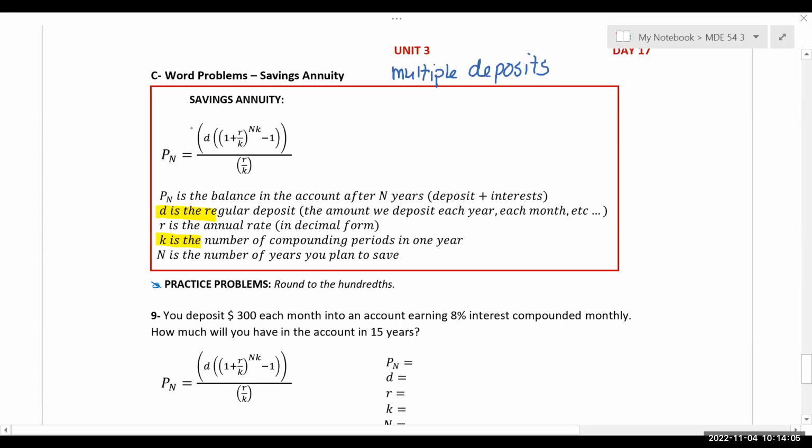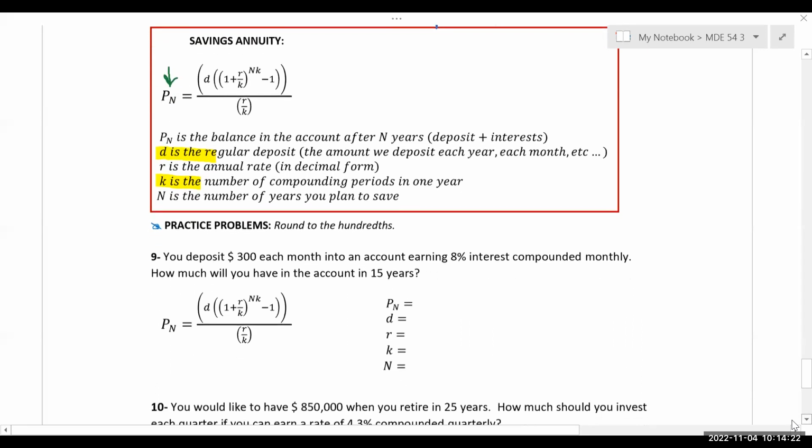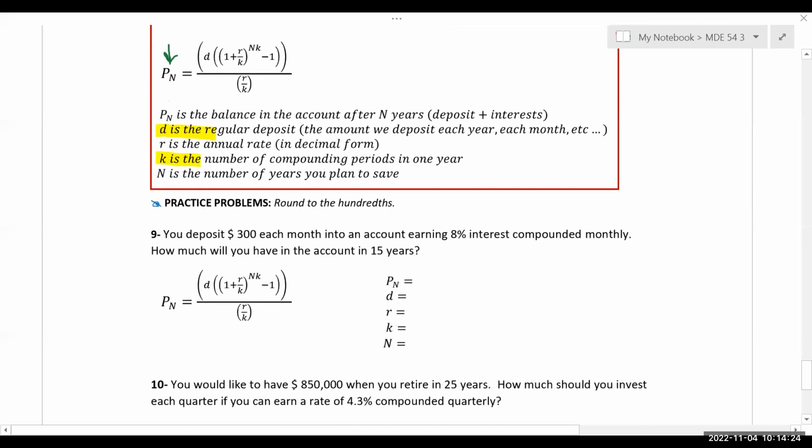So PN is the balance at the end. D is that regular deposit amount. R is the annual rate in decimal form. K is the number of compounding periods in a year. And then N is the number of years. So it's great for saving over time. You don't have to memorize these either.